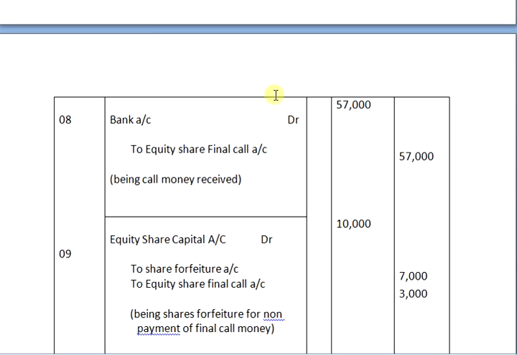Whether we are receiving the entire amount on the final call? We are not. Some 1,000 shares didn't pay the amount on the final call. So automatically, bank account debit to equity share final call account: 20,000 minus 1,000 becomes 19,000. 19,000 into 3 becomes 57,000. Listen carefully: on receiving the final call amount, we are not receiving on the entire 20,000 shares. Some 1,000 shares are not paying. So it becomes 57,000 and 57,000.